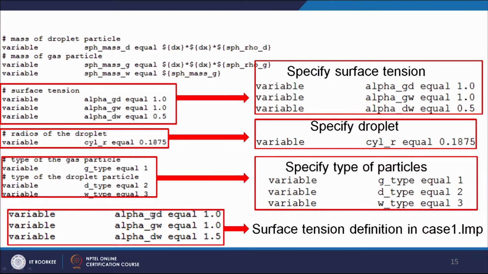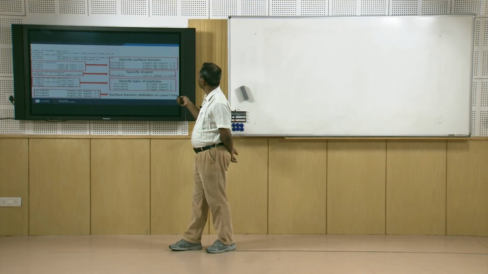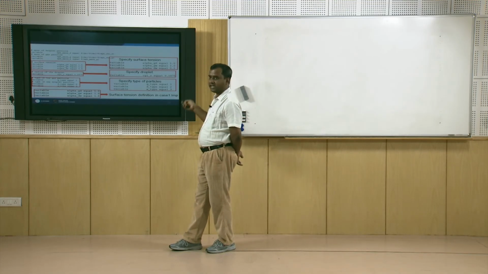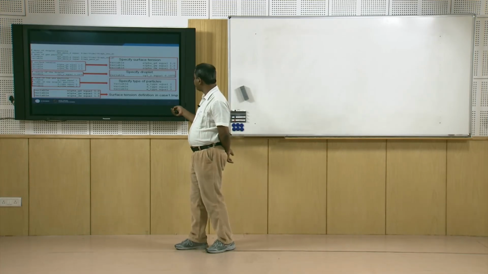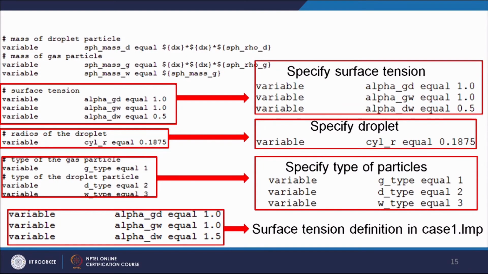Case 2.lmp is actually for acute contact angle. So, these combinations of alphas will be giving you acute contact angle. But if you see this case 1.lmp, these values are actually modified to 1, 1 and 1.5. See over here, dW value is actually taking an important role for deciding whether it is obtuse or acute.